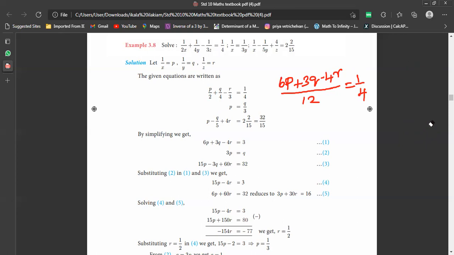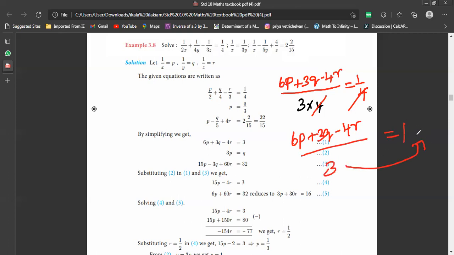Okay. So now you can simplify this. Here, 12 can be expressed as 3 into 4, isn't it? So I'm just rewriting the 12 as 3 into 4. So let's cancel the 4 on the left hand side and the right hand side. So we will be left with (6P plus 3Q minus 4R) upon 3 equal to 1.